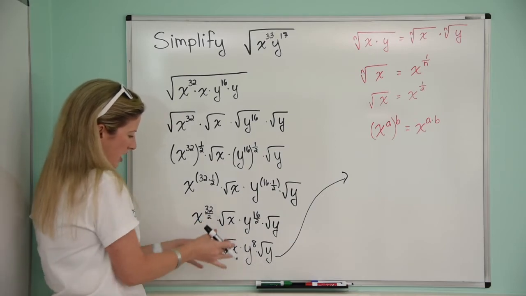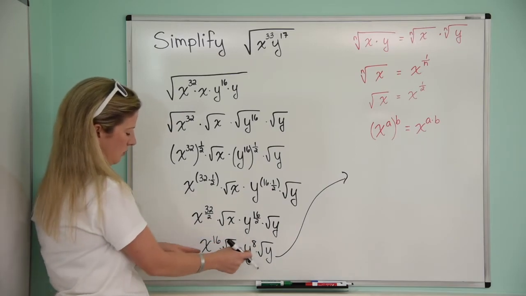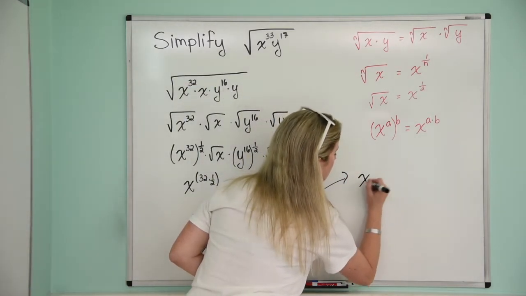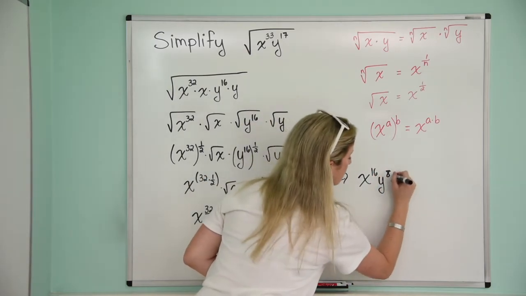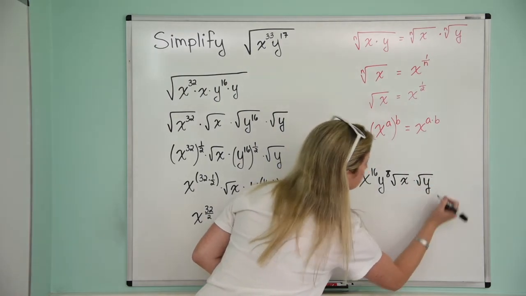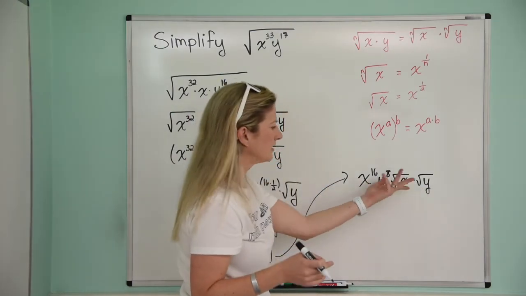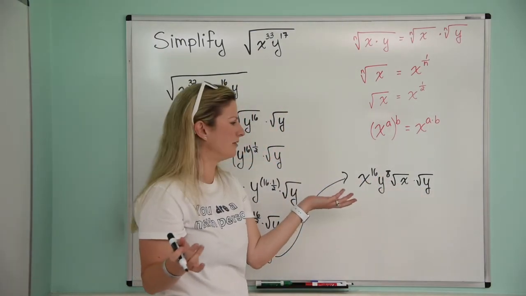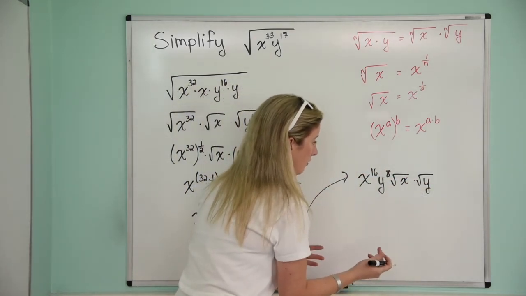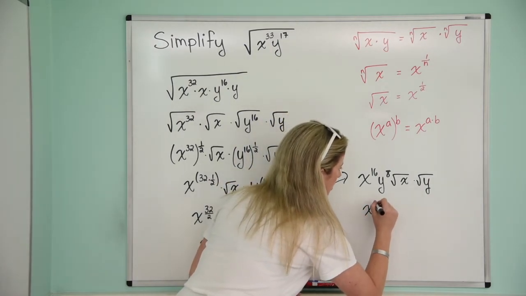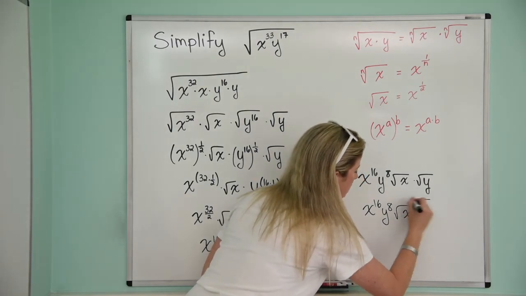Now I'm going to arrange things in a better way and get the things on the outside together. So x to the 16th and y to the 8th, let me put those together: x to the 16th, y to the 8th, times the square root of x times the square root of y. And then remember, I can use the product property to put them together. Technically, could you leave it like that? You probably could, but I don't want my students to leave it that way. I want them to put the x and the y under the radical together. So it would look like this. Perfect.